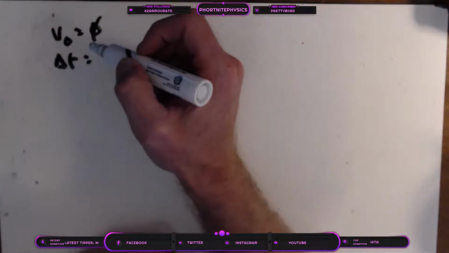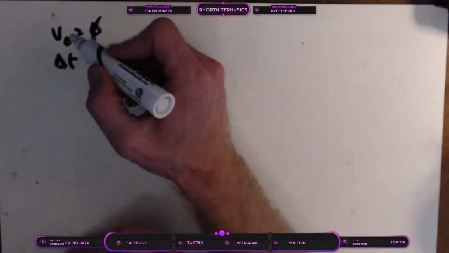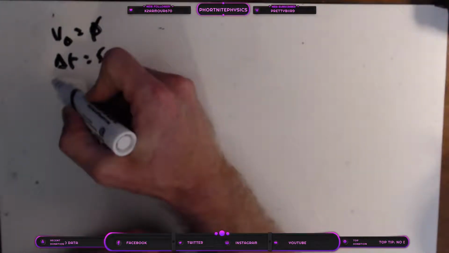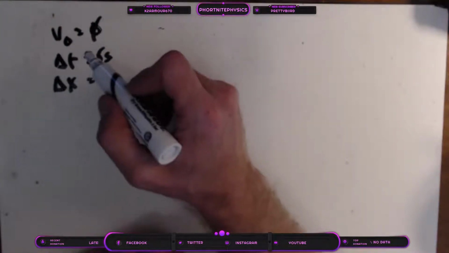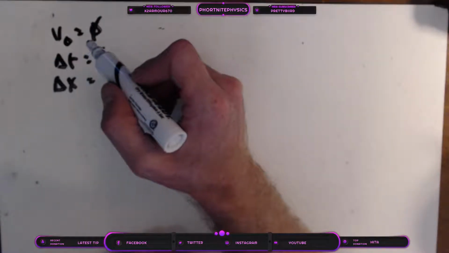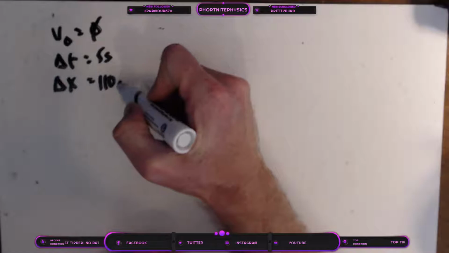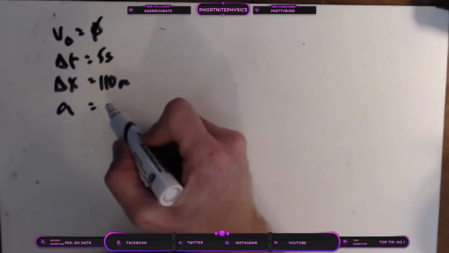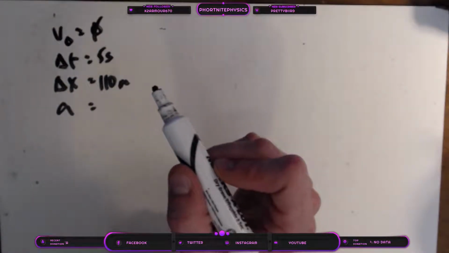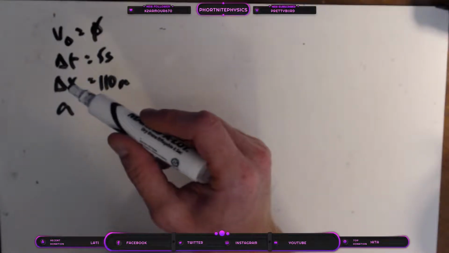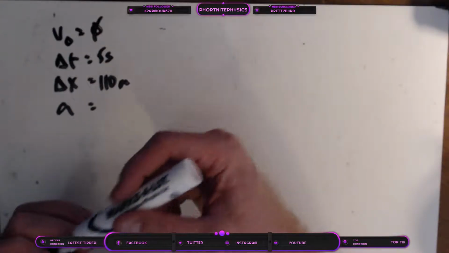Our time is 5 seconds. Our change in displacement is 110 meters. And we are looking for an acceleration. Because it moves forward, why use delta? For which one, delta time or delta x?